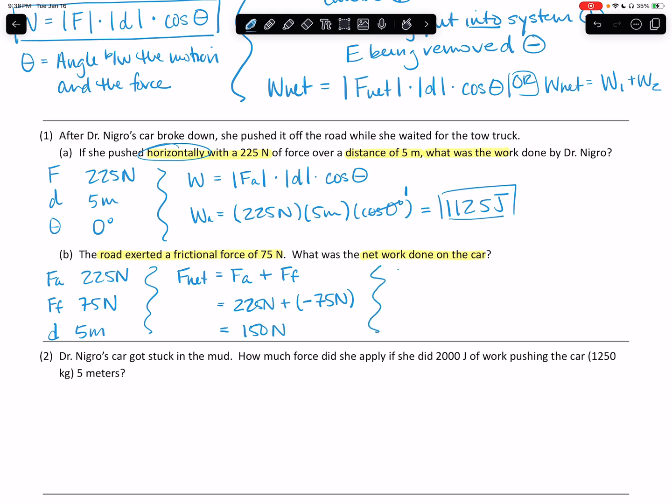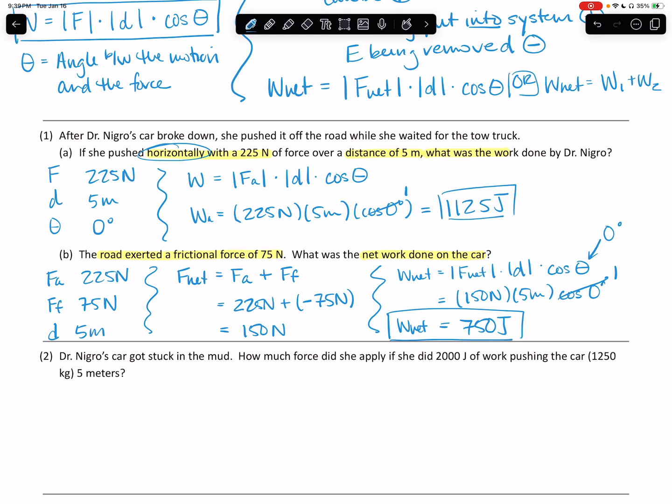I then go to my work formula. This time I'm talking about net work, so I'll use my net force, my displacement value, and then the cosine of the angle. Because my Fnet is positive, it's in the same direction as my applied force, which we've already said is parallel to our motion. So our theta value here is going to once again be 0 degrees. Our net work is going to be equal to 150 newtons times our 5 meters times the cosine of 0 degrees. So that cosine, not 0, sorry, it's going to be 1. So we have a net work being done here of 750 joules.